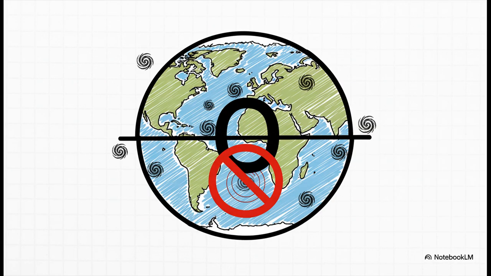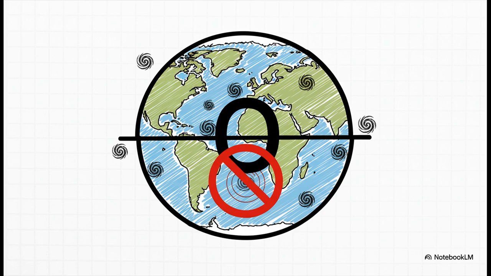And here's the answer. It's because the Coriolis force is pretty much zero at the equator. It's strongest at the poles and gets weaker and weaker as you get closer to the equator. And to form a cyclone, you need that spinning motion. So no spin, no cyclone.